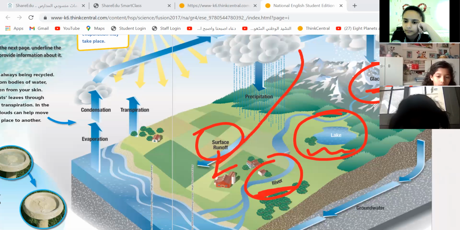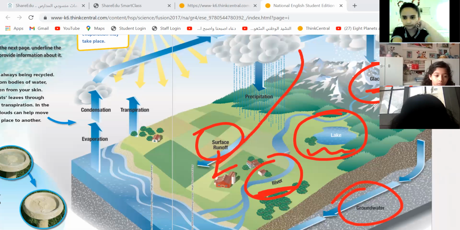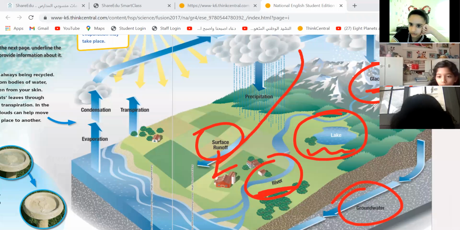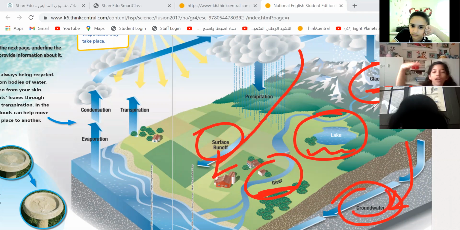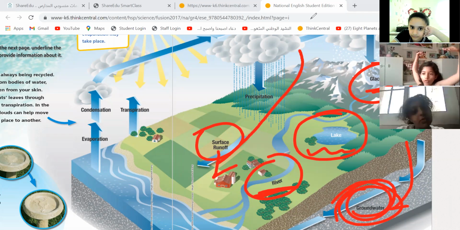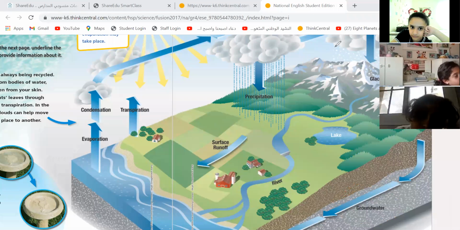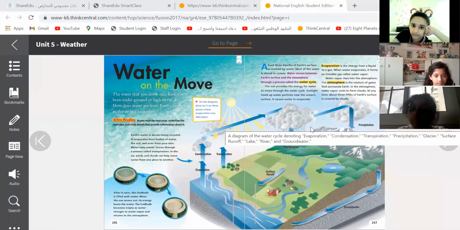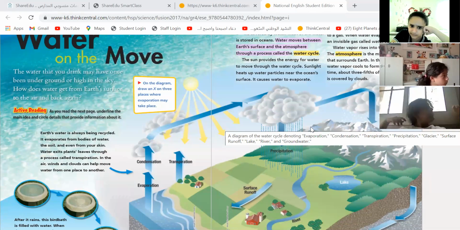Also, water can be under the ground. When the land is full of water and very stuffed, where will all the water go? It will go down into the ground, and we call it groundwater. Excellent, girls. Excellent. Grade 4. Very nice. So now we know all about the water cycle.